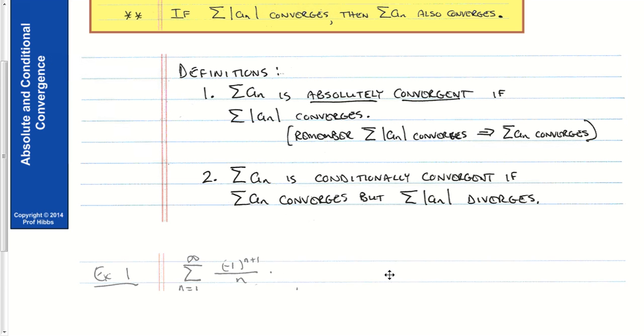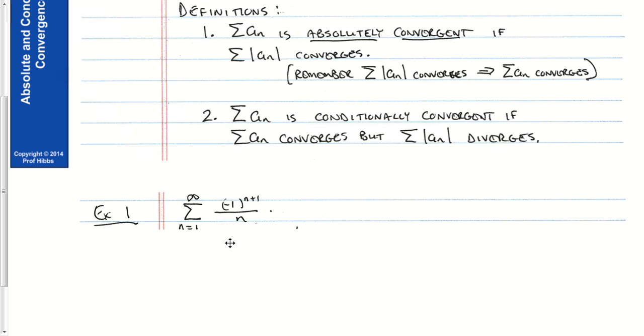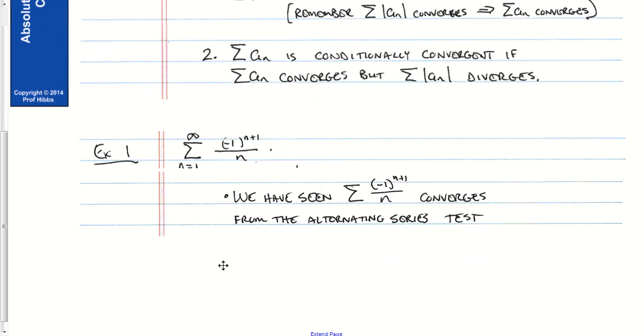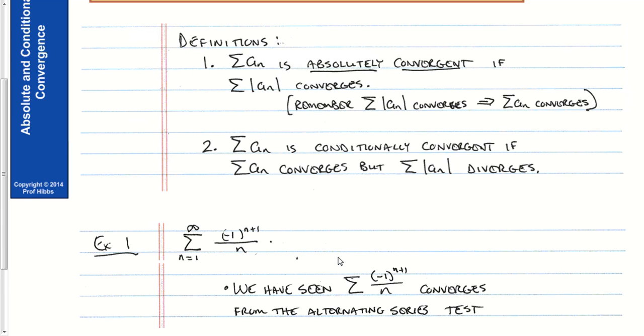Well, let's look at an example here. Consider the series from n equals 1 to infinity of negative 1 to the power n plus 1 over n. It's an alternating series, by the way, and we've already seen that this alternating series converges. We saw that when we started looking at the alternating series test. So we know the series converges. The question is, does it converge absolutely? If it converges and converges absolutely, we say it's absolutely convergent. If it converges, but the sum of the absolute values does not, then it's conditionally convergent.